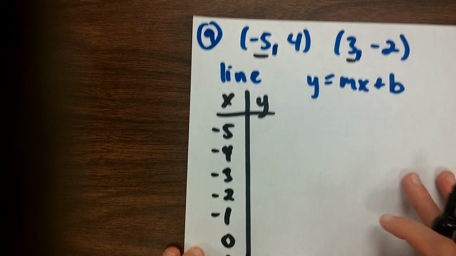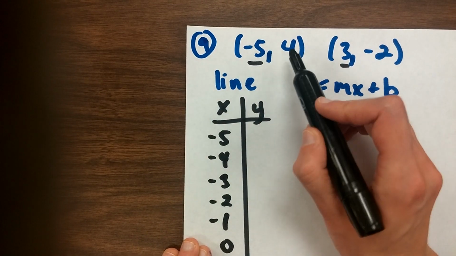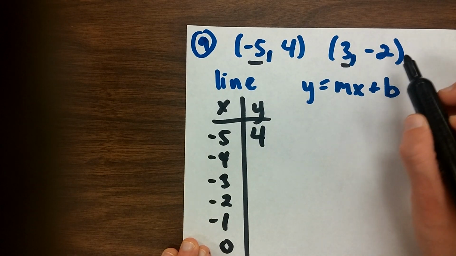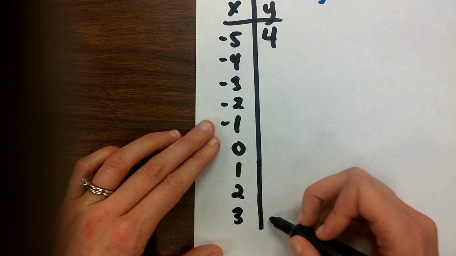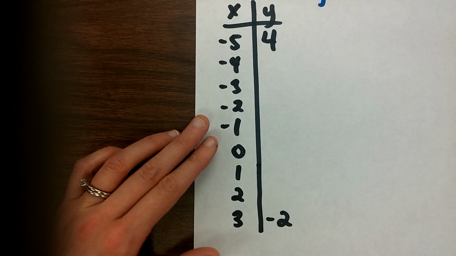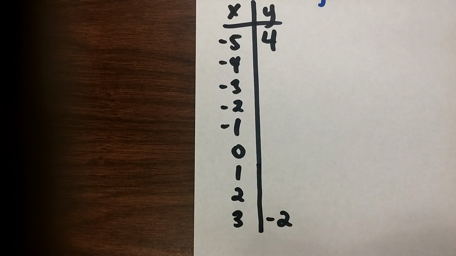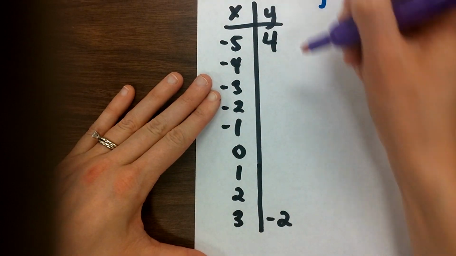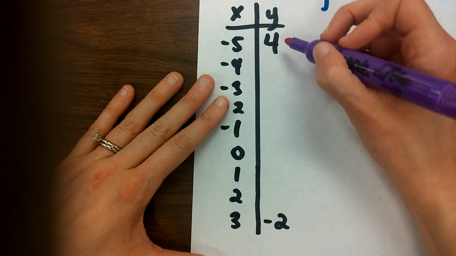And then I'm going to fill in the y values from my points. So for -5, the y value is 4. And for +3, the y value is -2. So those are the 2 y values that we know. Then I'm going to look at how much that changes, going from a y value of 4 down to a y value of -2.